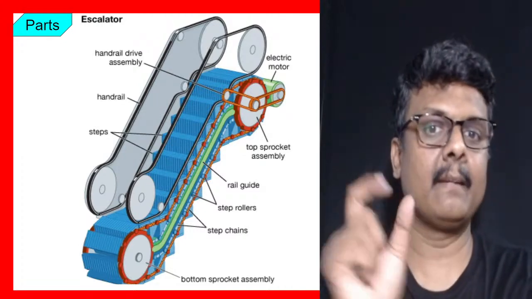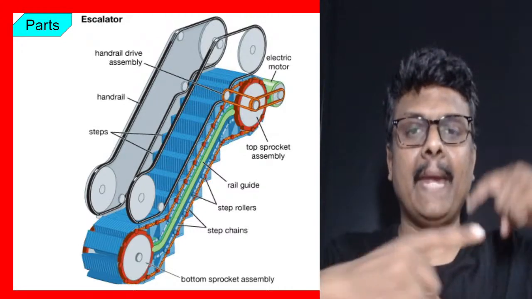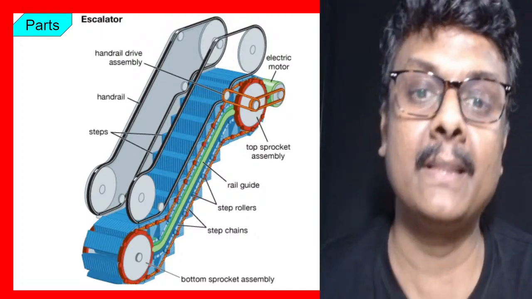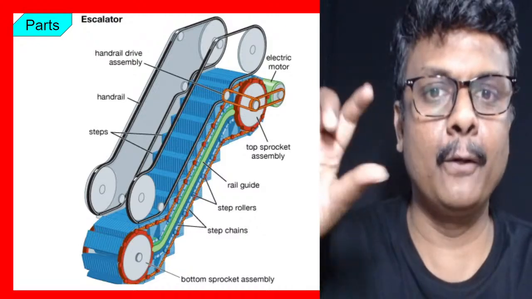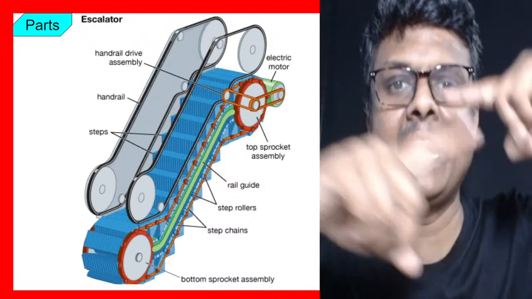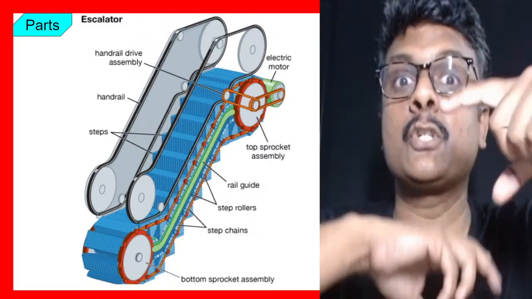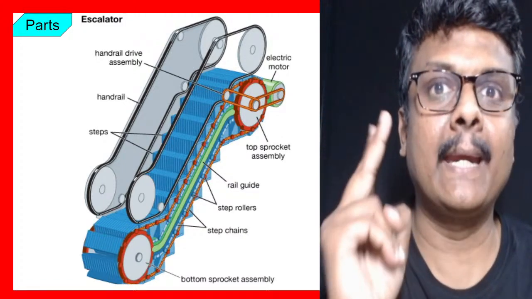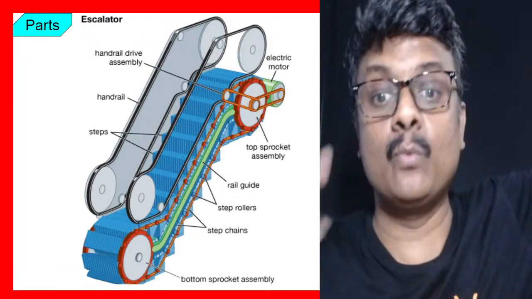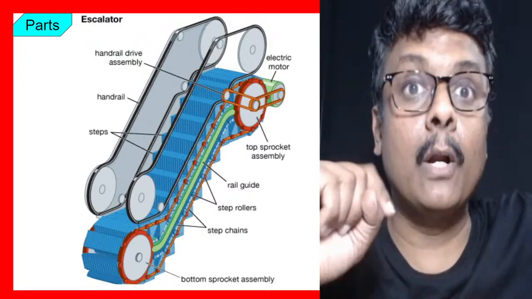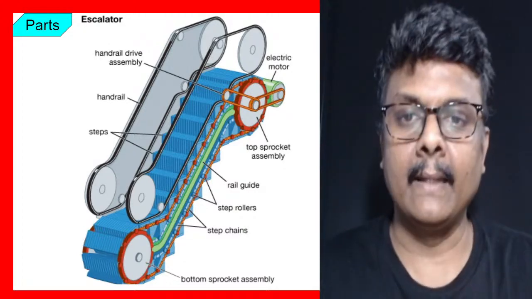Okay, so there is an electric motor, and to make the motor rotate the stairs, there is what is called a sprocket. All of you know the sprocket, right? A chain attached to a gear. It's called a sprocket. There are two sprocket assemblies, one at the top of the staircase, one at the bottom of the staircase. You see the top sprocket assembly and bottom sprocket assembly, both are there.